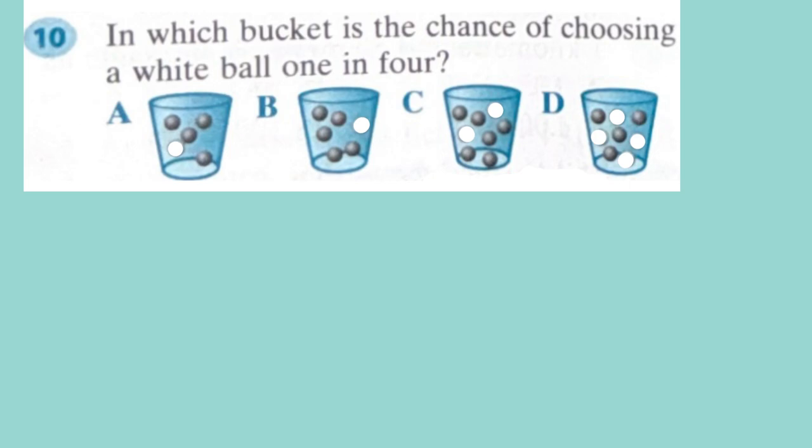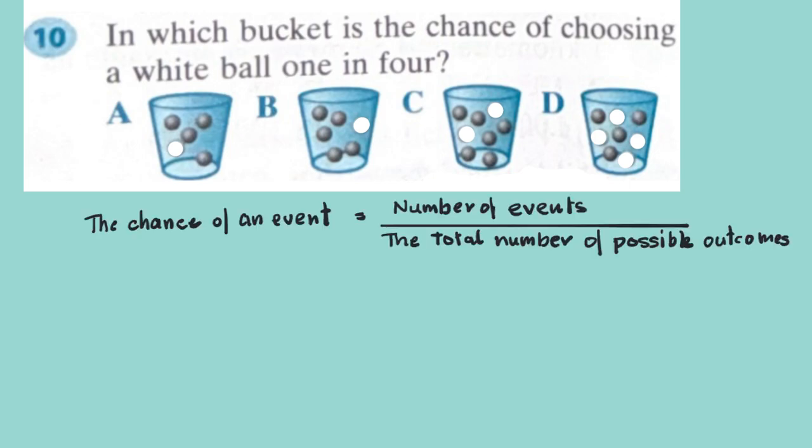The chance of getting something is usually the number of events over the total number of possible outcomes. So for A, the number of events, the number of white balls, is 1, and the total number of balls is 5. And if I do B, then the number of events is 1 over the total number of balls, including the white one, 1, 2, 3, 4, 5, 6, over 6.